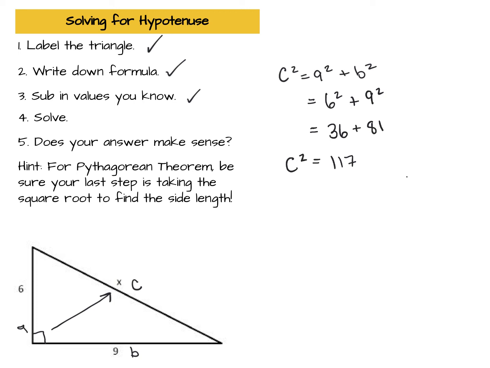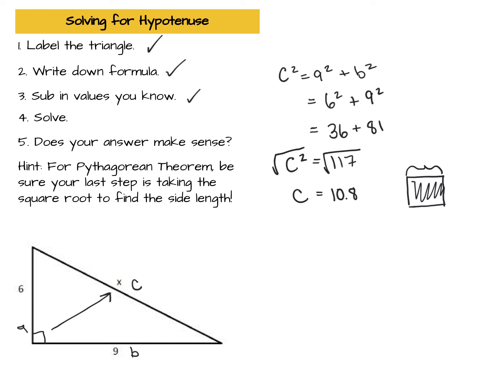So remember, when we find C squared, what we're actually finding is the area of that square. And what we want is the side length. So in order to get that side length, we need to take the square root, or undo that square, the inverse operation, to find C. C is equal to 10 and 8/10.